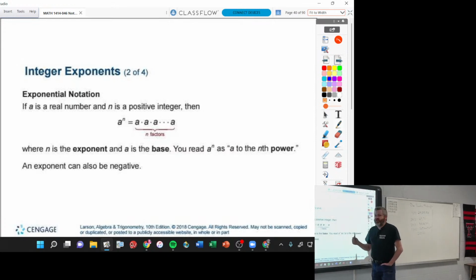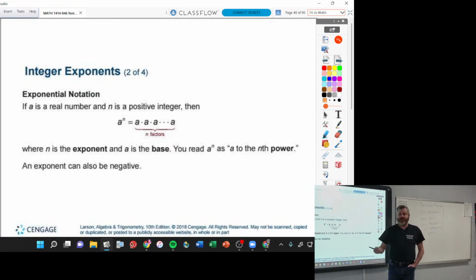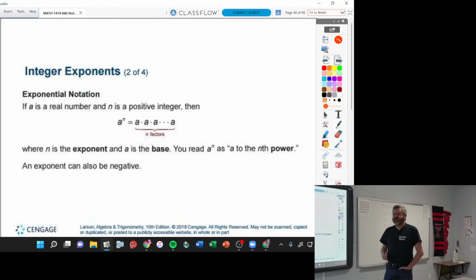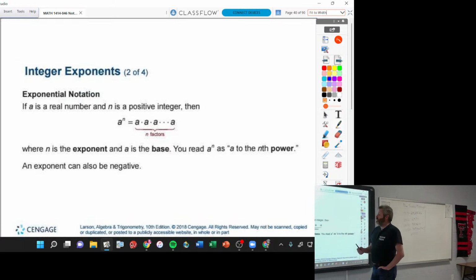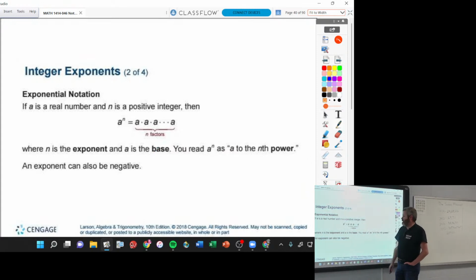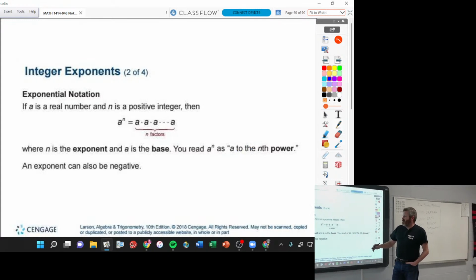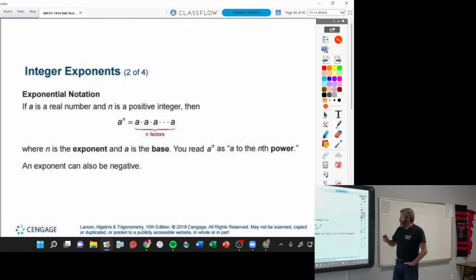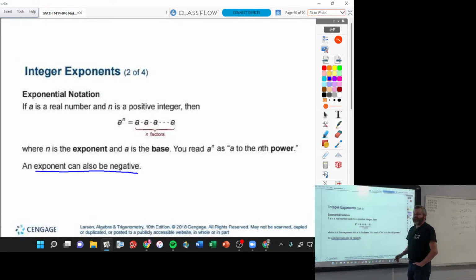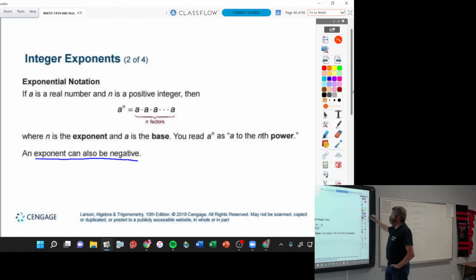So exponential notation. If a is any real number and n is any positive integer, then a to the n is the same thing as a times a times a times a times a, and we're going to do that n times. So the exponent tells you how many times you're going to do that. Again, n is the exponent, and a is the base. You read a to the n as a to the nth power. An exponent can also be negative. So that's something to remember. We can have a negative exponent, but what does a negative exponent really mean? We'll talk about that in just a little bit.